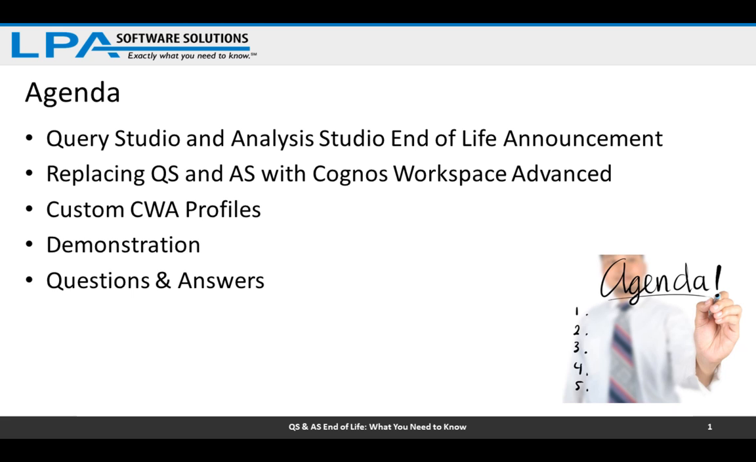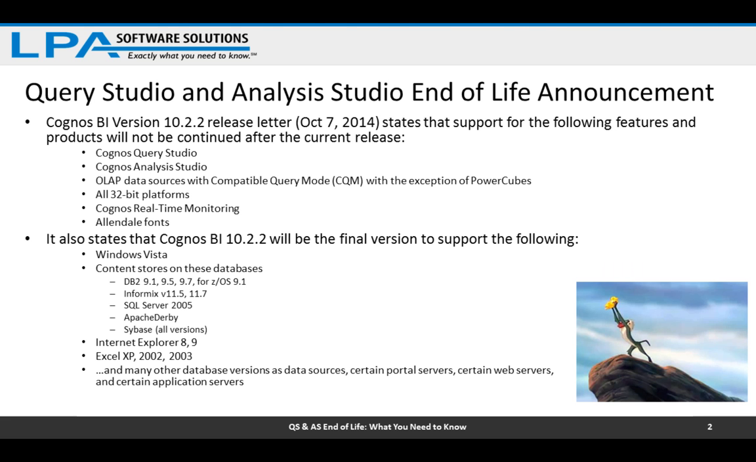So let's jump in. Query and Analysis Studio end of life was announced in the 10.2.2 release letter for the BI release on October 7th of 2014. Now that release letter, which you can Google, if you Google IBM United States Software Announcement 214-422, you will find this announcement and all of the details that are there. And I do recommend that you look at that, and that in general that you look at all of the release letters that come with the different releases of Cognos BI, because there's an awful lot of information in there.